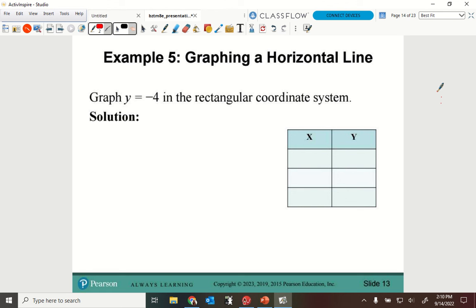All right, so we're going to graph this right here. This says y equals negative 4. So horizontal line. We're graphing a horizontal line.